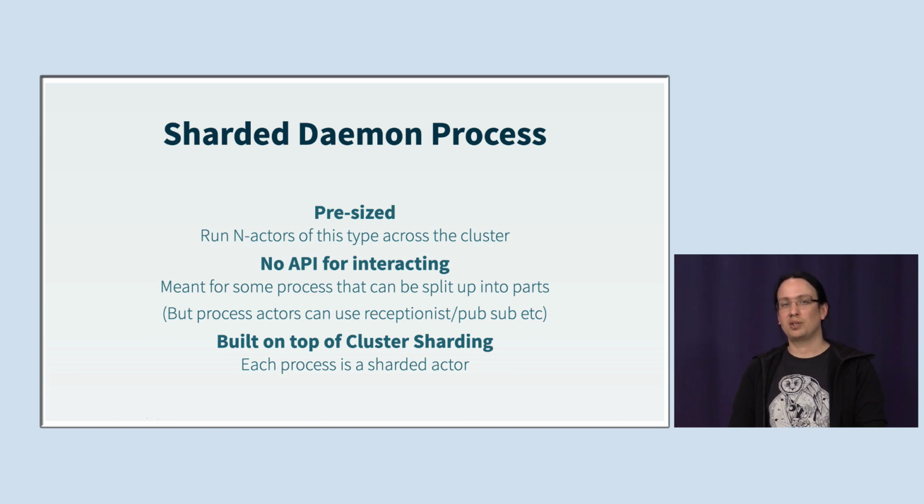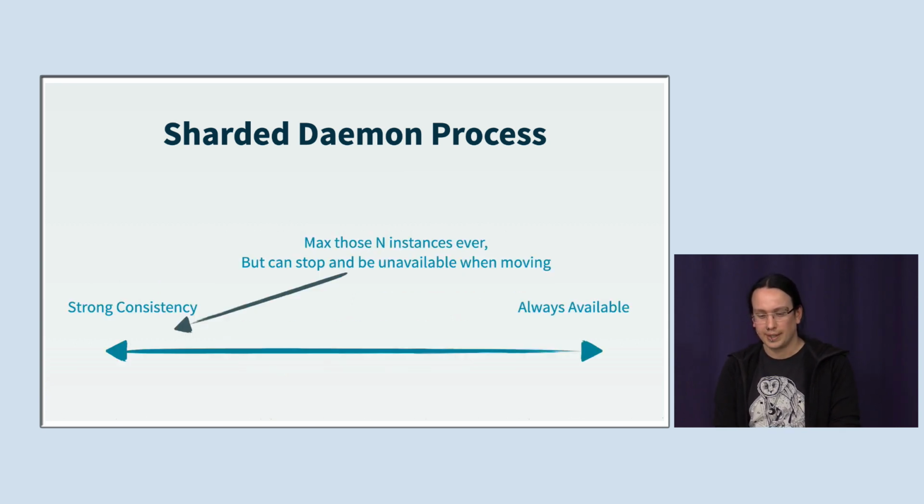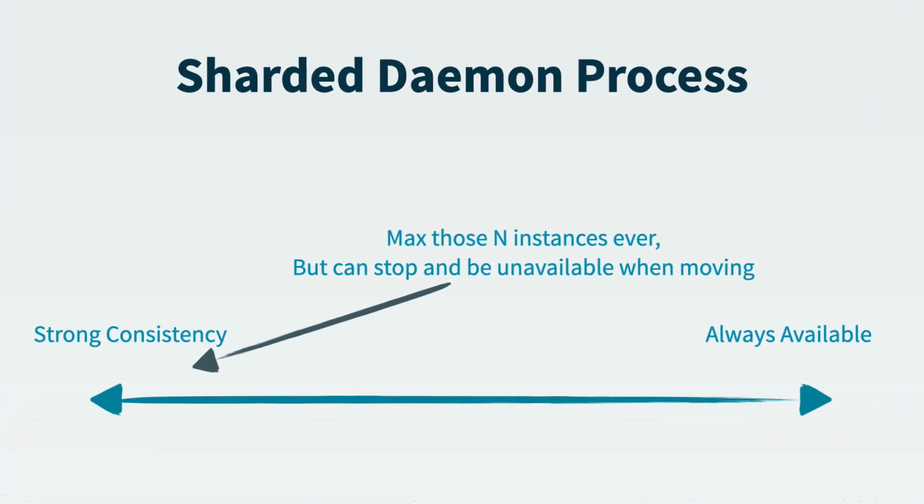And it doesn't really have an API to interact with these processes. That doesn't mean that that is impossible, but there is no proxy or anything like that, like with the other tools. But they can still use the receptionist, register themselves, or use the pub sub topic or something like that to receive messages. And this is actually built on top of cluster sharding, so it's a composition of another component. This is also strongly consistent, but not always available. If you change the cluster topology, it will stop that thing for a while and start it on a new node potentially. And if a node is unreachable, it might not be running. You don't know until you have removed it from the cluster.